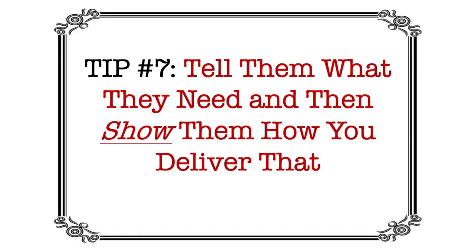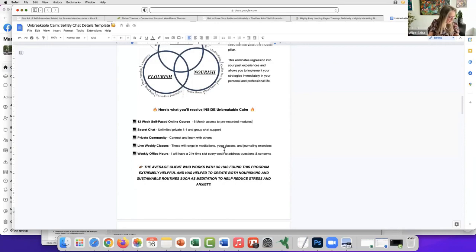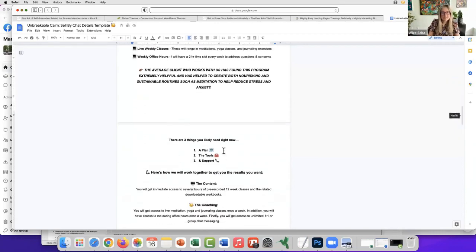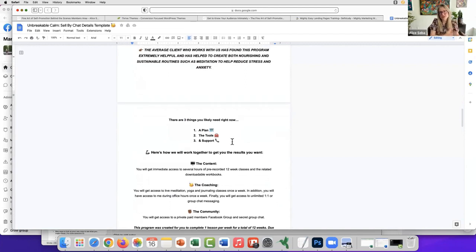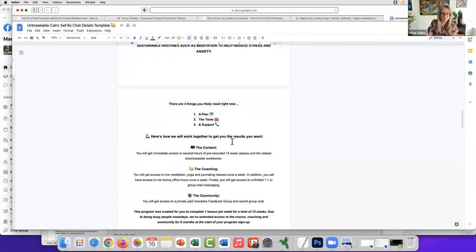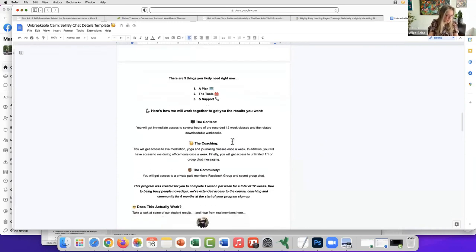Tip number 7, tell them what they need and then show them how you deliver that. All right. There is this point I love, where she says there are 3 things you likely need right now: a plan, the tools, and support. So she lays out the things you need and want, but her offer fits perfectly into this. It's a great way to, it's mind control. Not exactly, but it just says you need this, you need to have a plan, you need the tools, and you need help. And I'm here. This is how I do this for you. I think that's great. That's brilliant.